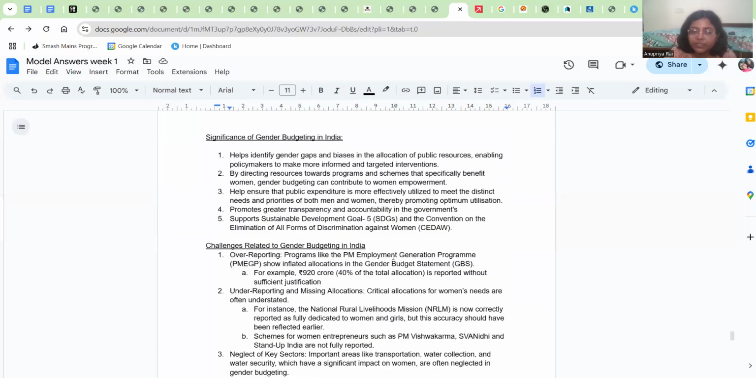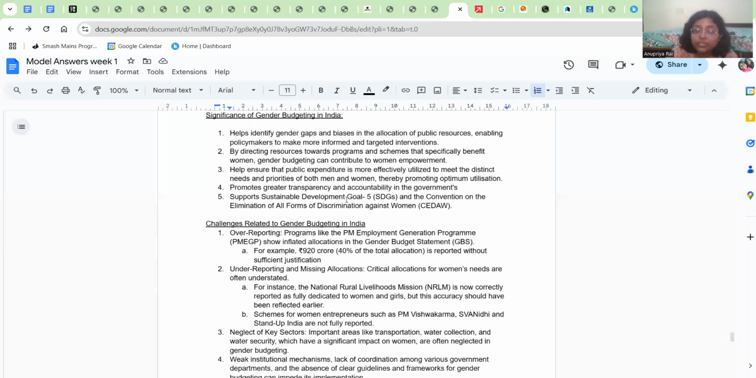Then the significance of gender budgeting, write 5 significances. For this you can give some data, but because you have to explain how gender budgeting is important and how significant it is, you have to connect how it helps in allocation of proper resources, and how it enables women-led development. If you have data, very good, and if not, then you have to explain it, connect and explain, but in very short phrases and lines. Like it helps identify gender gaps and biases in allocation of public resources, or directing resources towards programs and schemes that specifically benefit women. It promotes greater transparency and accountability in government's expenditure. Like expenditure is missing, but write it down.